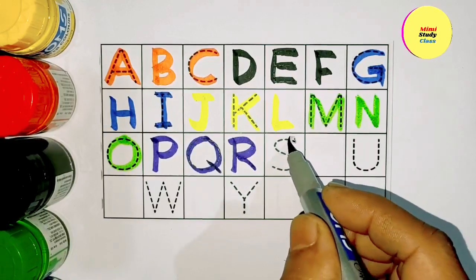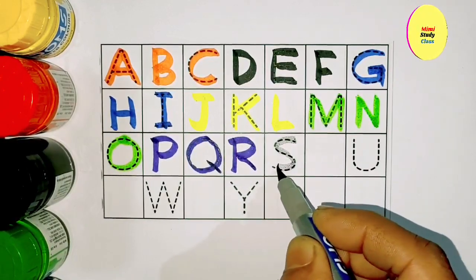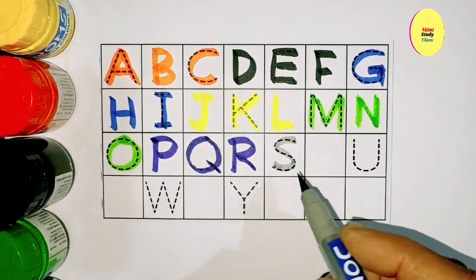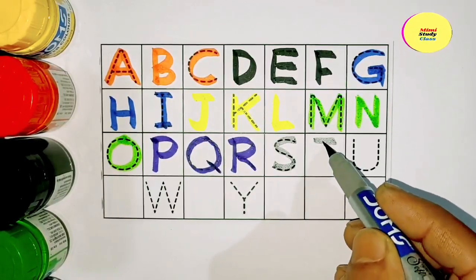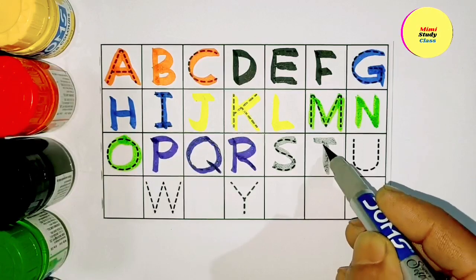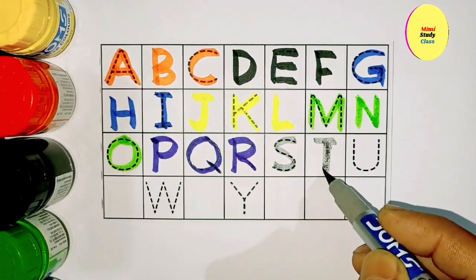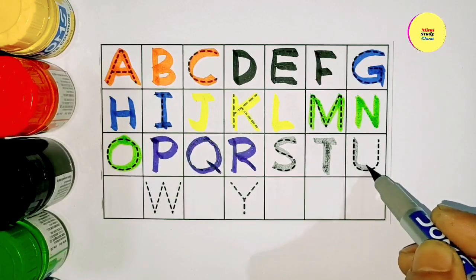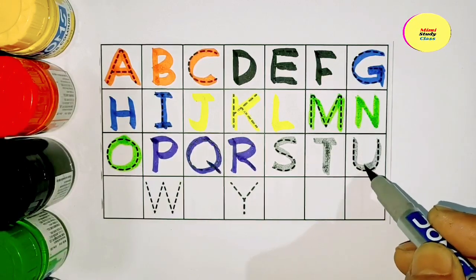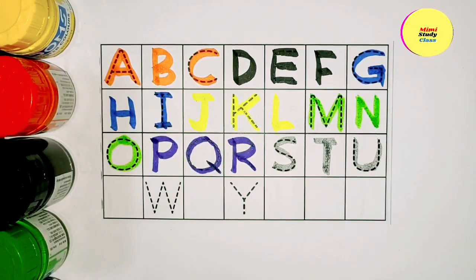Silver color. S. S for sun. T. T for tiger. U. U for umbrella.